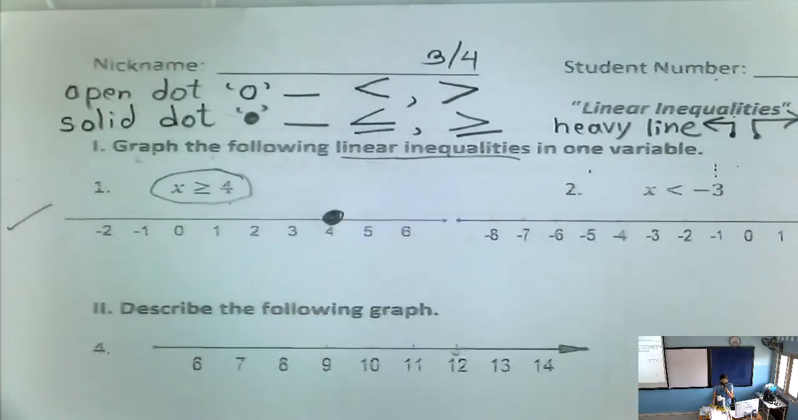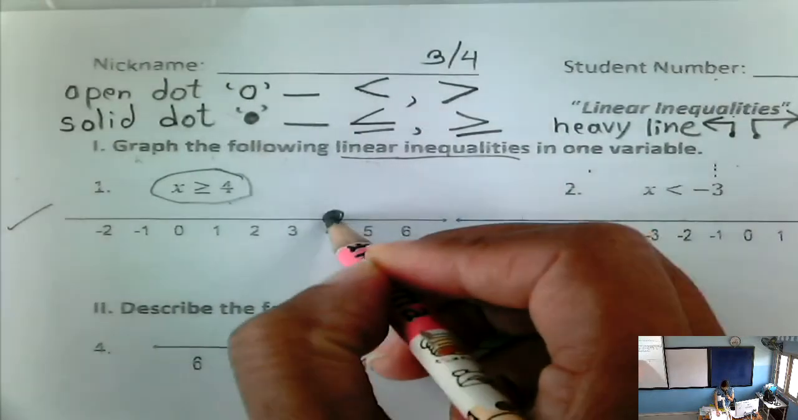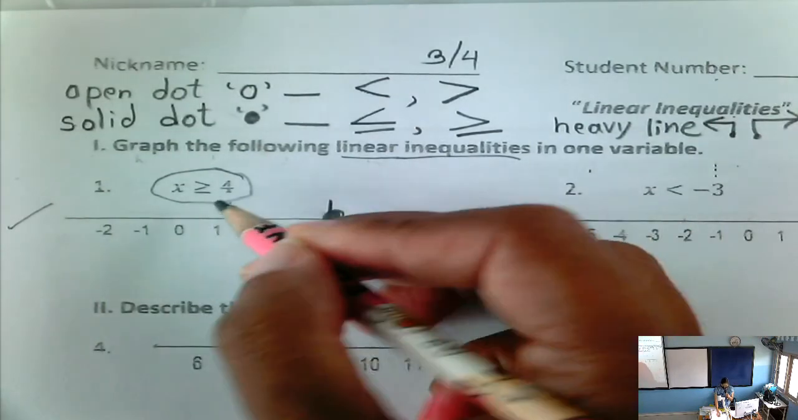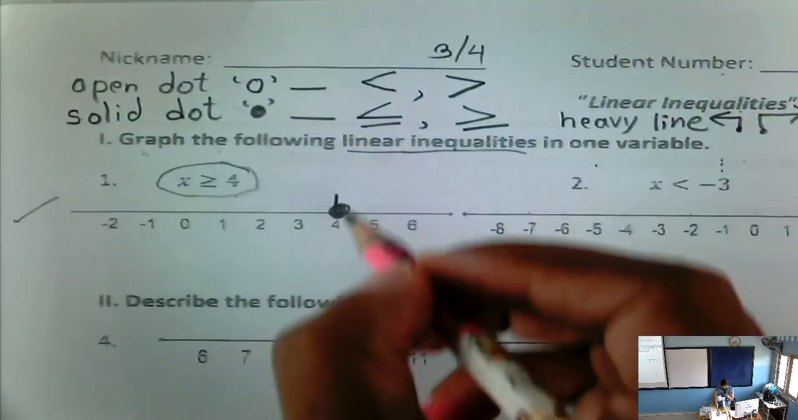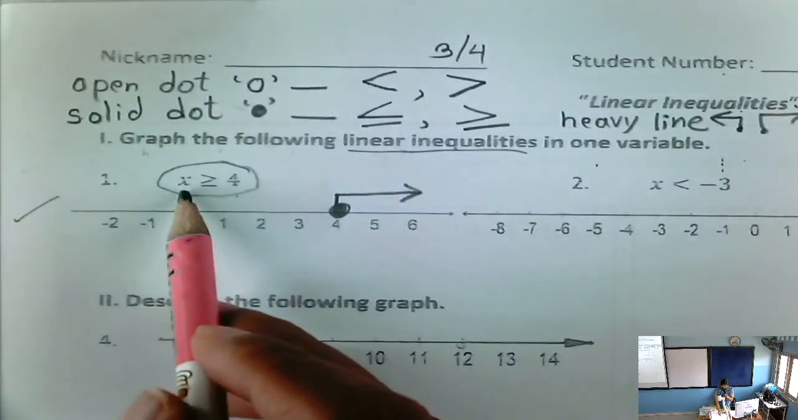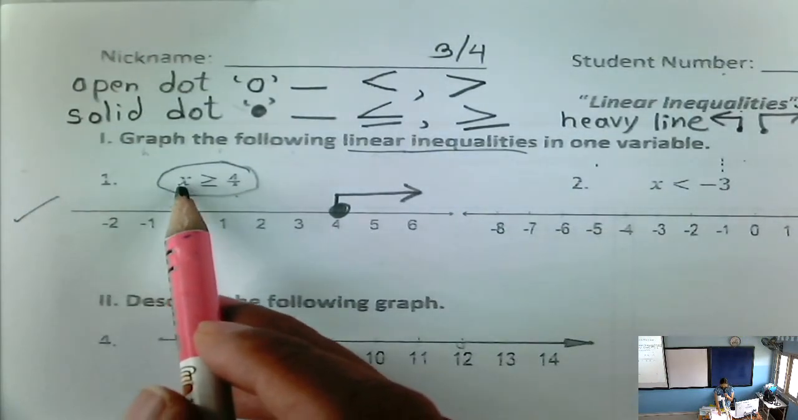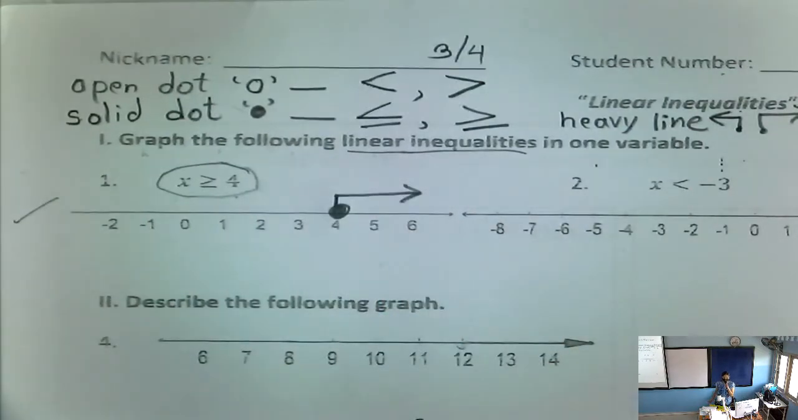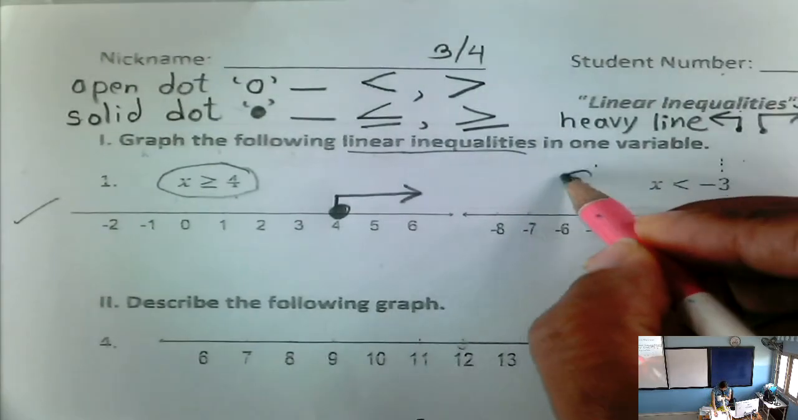So what is left? We left the heavy line. So where do you keep the heavy line, right or left? Right, good. Because the number is more. X is more, means it will go to the more side. So this is our graphing. Did you understand how to graph? Very good. Now you can try other numbers.